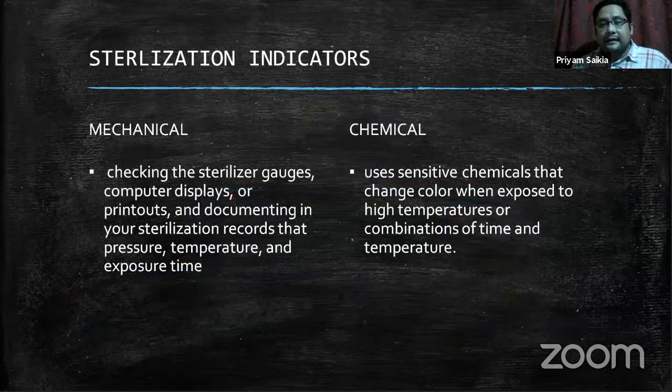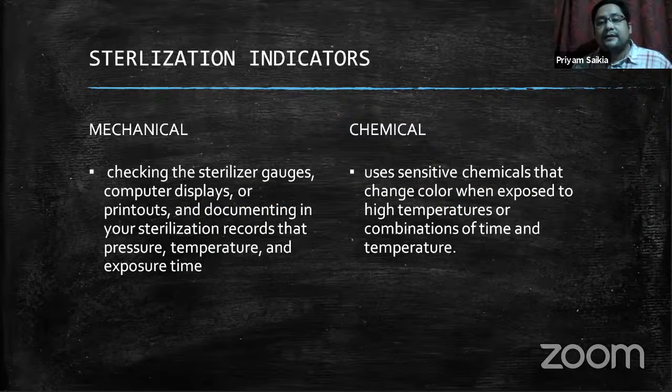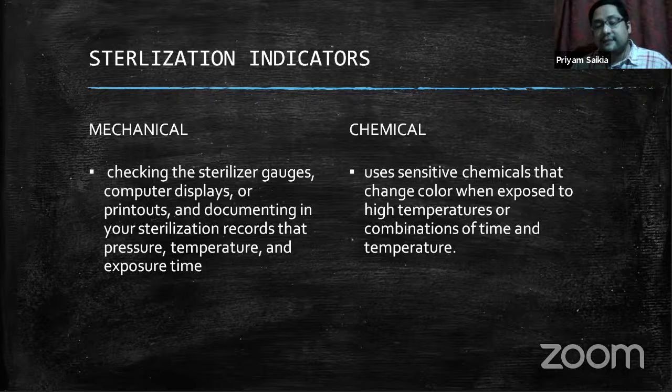In mechanical indicators of sterilization, we should look into the sterilizer gauges, the gauges of the autoclave, then the computer display of some advanced autoclaving machines, their printouts and documents, to see whether the endpoints of sterilization with regard to the pressure, temperature, and exposure time have been reached or not.